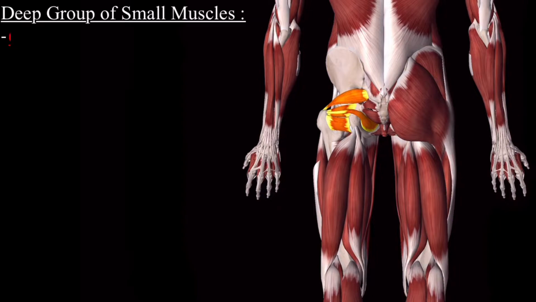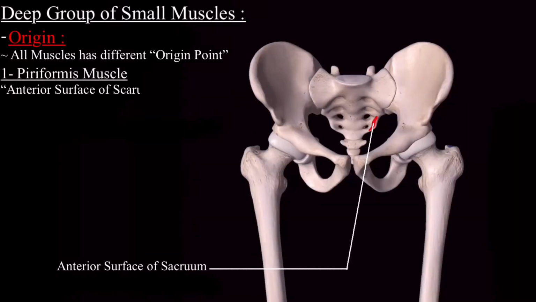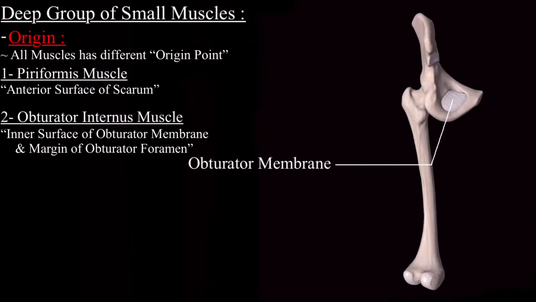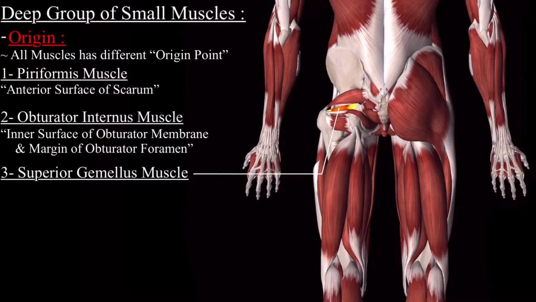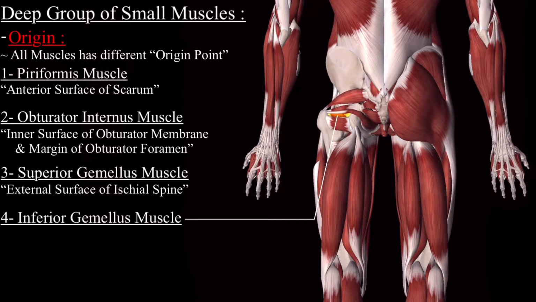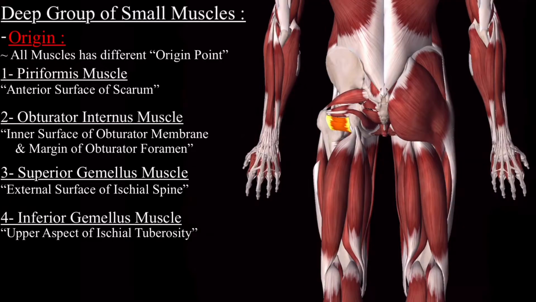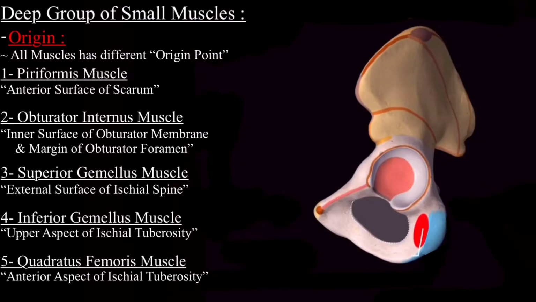First, I will come to the origin of these muscles. All these muscles have different origins. The piriformis muscle originates from the anterior surface of the sacrum. The obturator internus muscle originates from the inner surface of the obturator membrane and the margins of the obturator foramen. Superior gemellus muscle originates from the external surface of the ischial spine. Inferior gemellus muscle originates from the upper aspect of the ischial tuberosity. And the quadratus femoris muscle originates from the anterior aspect of the ischial tuberosity.